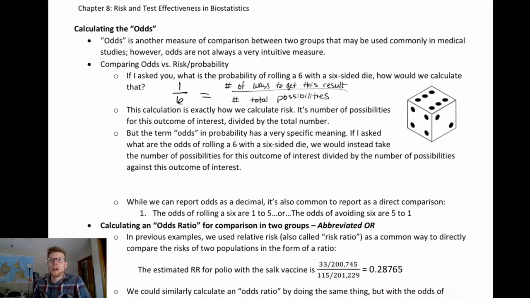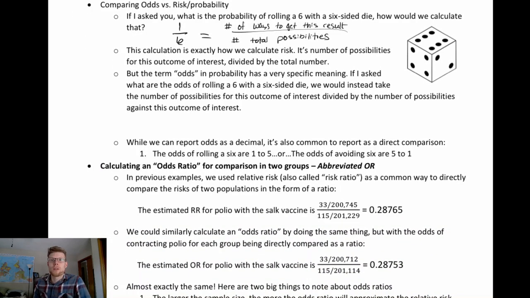Now, the odds are going to be a little bit different because odds are typically a direct comparison of two values, of two groups, rather than something out of a total. So if we were to ask, what are the odds of rolling a 6 with a 6-sided die, we would say the odds are 1 to 5. Usually we write it with colon notation. We could also write it as a fraction and say the odds are 1/5. Again, we're comparing two things. We're comparing the likelihood of having it, so number of ways.